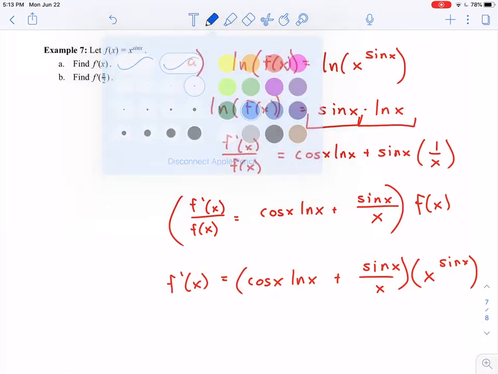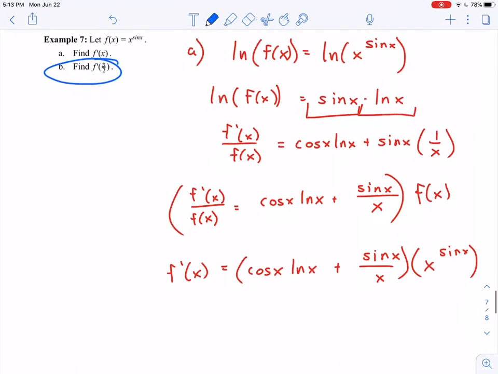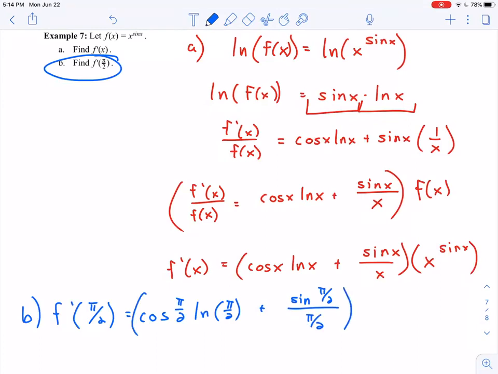The next part here, part B, says find f prime of pi over 2. Here we would take pi over 2, plug it in for x. And just to show that these derivatives are nasty, let's actually show that here. If I wanted to look at f prime of pi over 2, I have cosine of pi over 2 times natural log of pi over 2 plus sine of pi over 2 divided by pi over 2. All of this multiplied by pi over 2 raised to the sine of pi over 2 power.